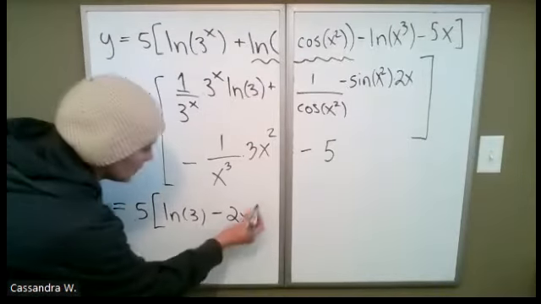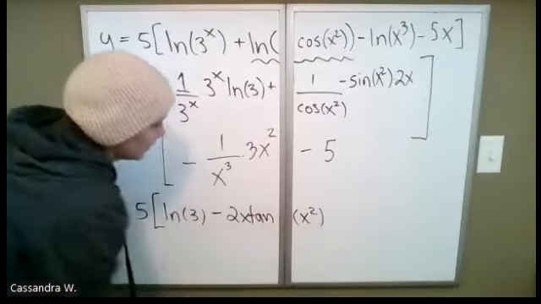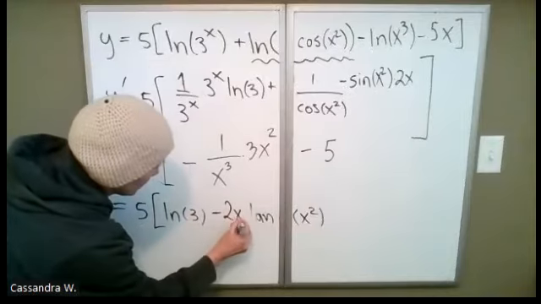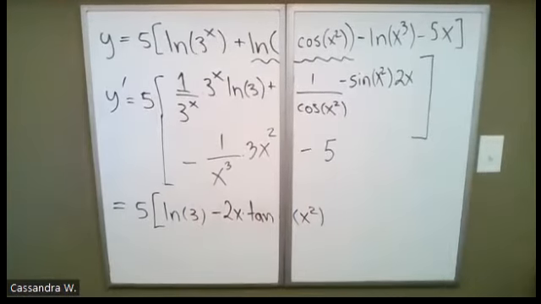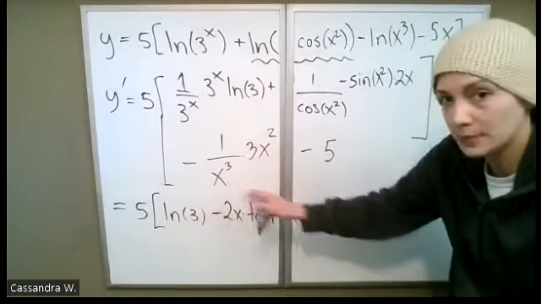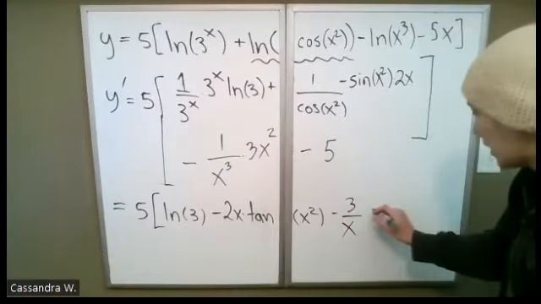Okay, and then I got this tangent of x squared. Okay, and then subtract 3 over x and subtract 5.